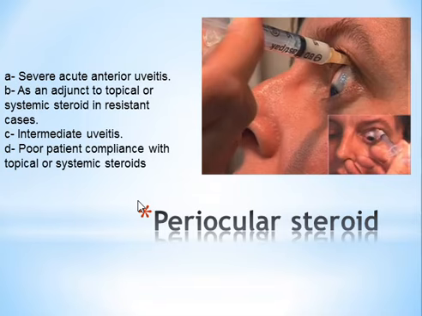Sometimes we نلجأ إلى periocular steroid injection in cases of severe acute anterior uveitis or as an adjuvant to the topical or systemic steroid, or in cases of intermediate uveitis or patient poor compliance with topical or systemic steroid. هاي الطريقة نسميها subtenon injection. We open the conjunctiva and part of the tenon capsule that covers the eye and then inject the periocular injection of this eye. Epsilon is a type of steroid.